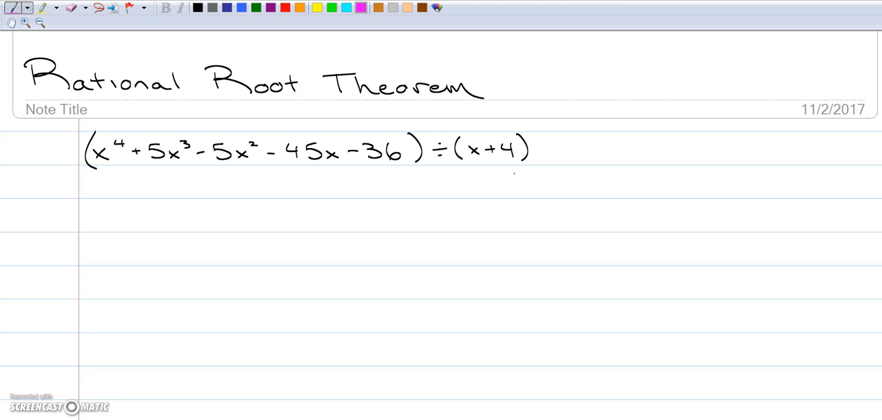So hopefully you've got this all copied out now, and then we're ready to go and do a synthetic division problem. The process that we outlined yesterday said, start by listing out all the coefficients in order from the highest power down to the lowest. 1, 5, -5, -45, -36. Solve the divisor over here so that you can figure out what number you're going to use in the synthetic division process.